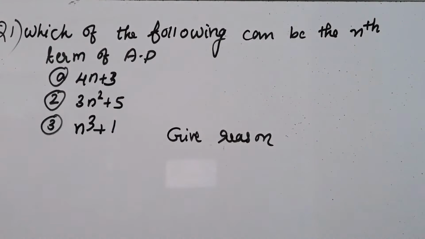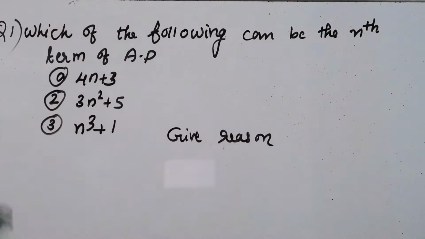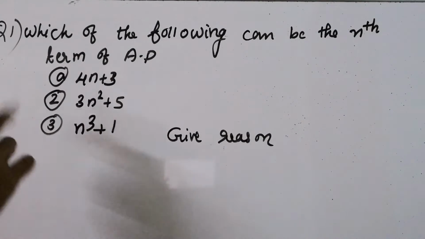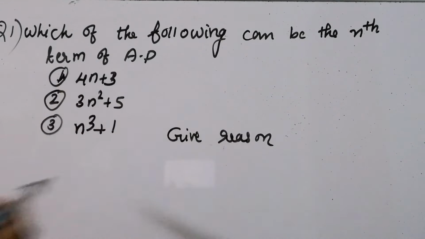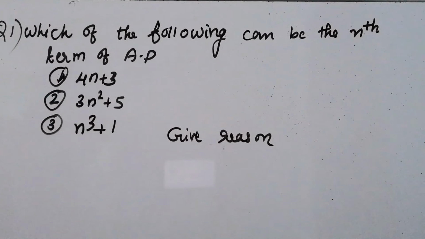Your first question is, which of the following can be the nth term of an arithmetic progression? There are three options given. First option is 4n plus 3. Second option is 3n square plus 5. And the third option is n cube plus 1. Give the reason also. So, which one is the nth term of our arithmetic progression? Here three options are given.